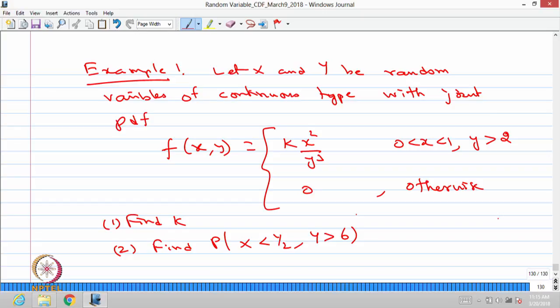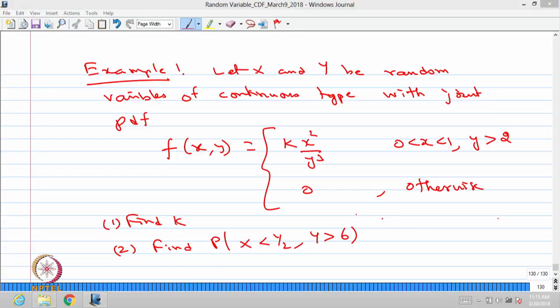It is similar to identifying the probability of x belonging to some Borel set. The third question, find out the probability density function of the random variable x. The fourth question is find out the probability density function of the random variable y. So, these are all the 4 questions for this problem. It is an easy problem.